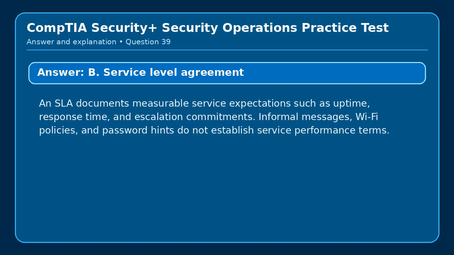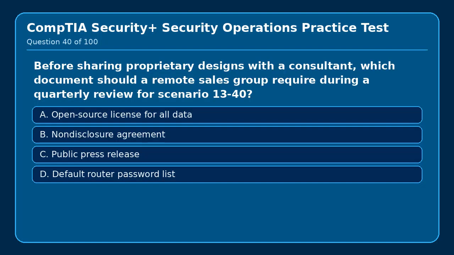Question 41. Which contract clause helps a data analytics unit verify a vendor's security controls over time while preparing a remediation plan for scenario 13 to 41? A. Unlimited anonymous access. B. No logging requirement. C. Right to audit. D. Permanent waiver of review. Take a moment to choose your answer. The answer is C. Right to audit.